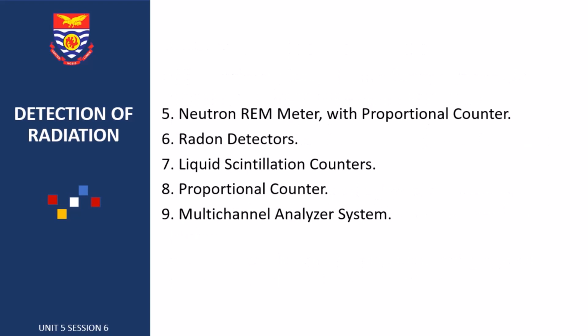These are a list of other counters that are also used to detect radiations, which I would want you to read further about to get more understanding. The neutron rem meter with proportional counter, the reading detector, the liquid scintillation counters, the proportional counter, and then multi-channel analyzer system.